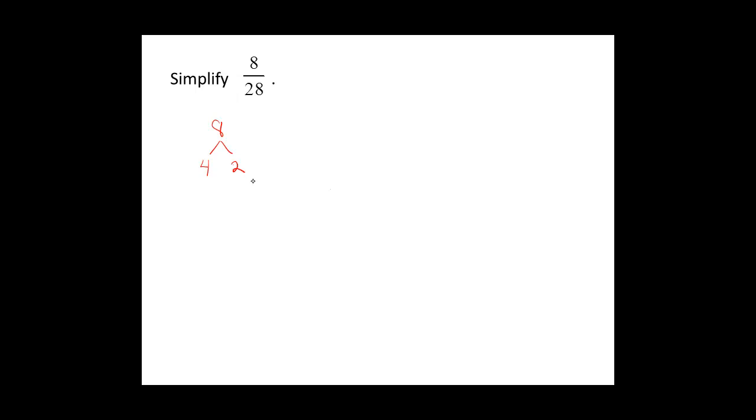4 times 2 is equal to 8. The 2 is prime, so we can circle it. And we can multiply 2 times 2 to get 4. So we can write the number 8 as the product of 2 times 2 times 2. 28.